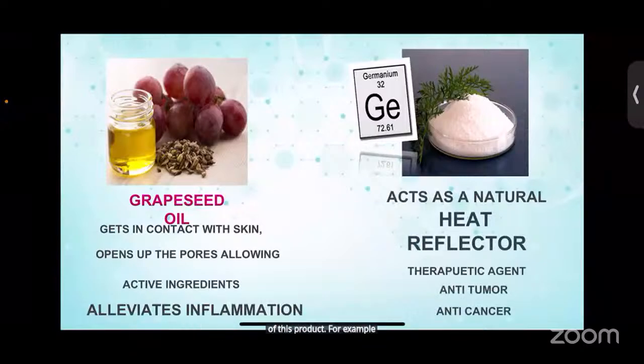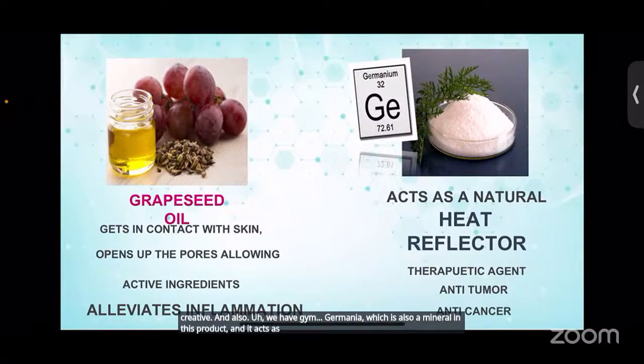For example, it has grapeseed oil. This gets in contact with the skin, opens up the pores, allowing active ingredients in. In other words, it alleviates inflammation. This is the grapeseed oil which is in this product, Care Leaf. And also, we have germanium, which is also a mineral in this product, and it acts as a natural heat reflector. It is a therapeutic agent. It has anti-tumor properties, that means it prevents tumors from growing in your body, hence protecting you from cancer.